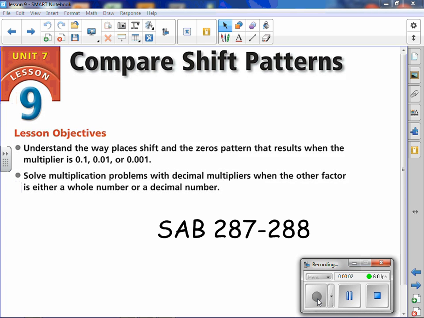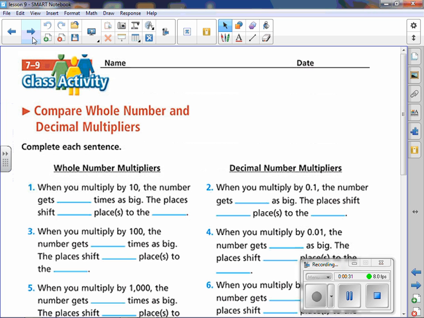Okay, we're going to do Unit 7, Lesson 9 on comparing shift patterns and understanding the way that place value shifts as we multiply by 1/10, 1/100th, 1/1,000th. It's real similar to when we multiply by 10, 100, or 1,000. So we'll solve some multiplication problems with those decimal numbers. It's 2 pages if you need SAB, 287 to 288. This should go fairly fast.